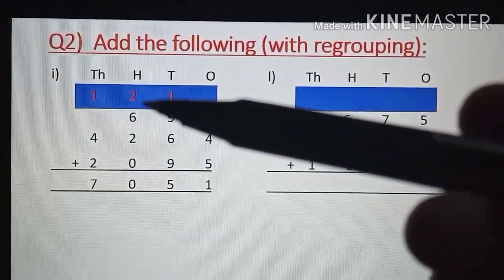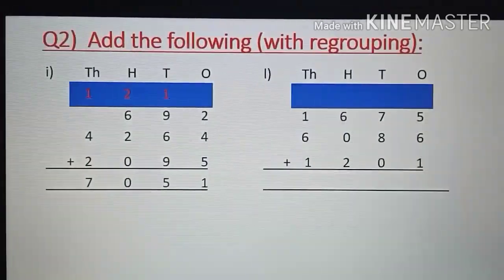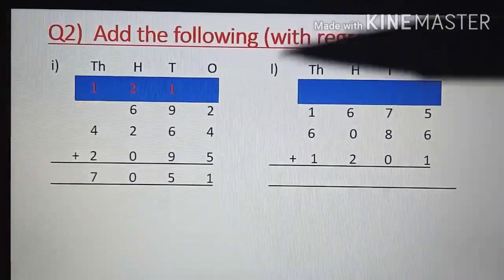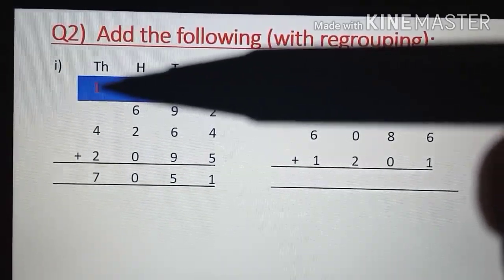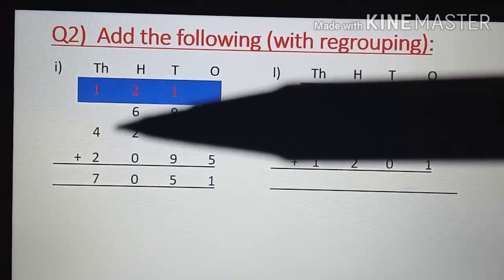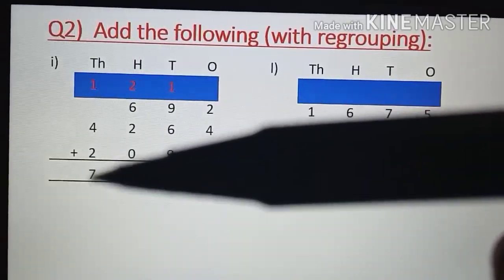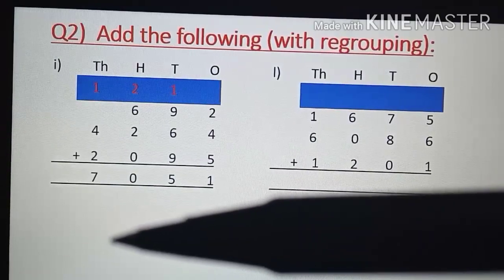Now children, you add here 2 plus 6 plus 2 plus 0. So what we are getting? We are getting here 10. So write here 0 and 1 carried over under the thousands column. Now under the thousands column you add 1 plus 4 plus 2, that is 7. So our sum is 7051.